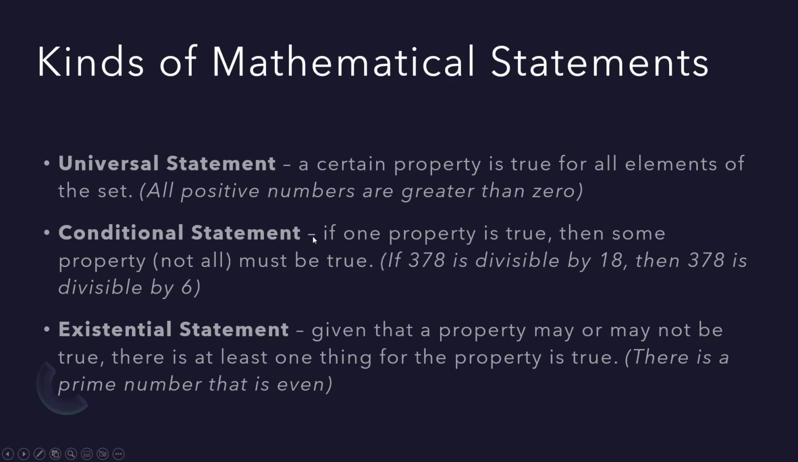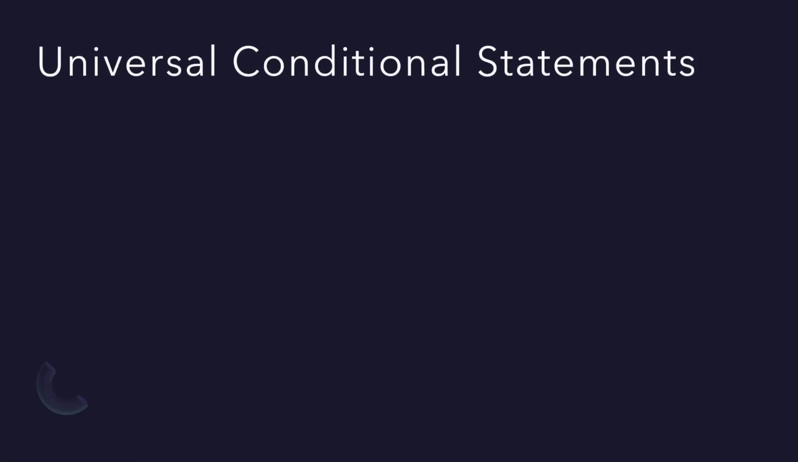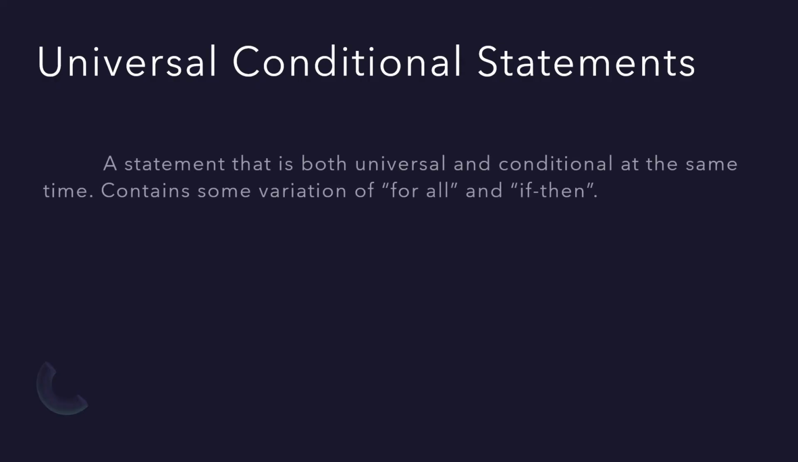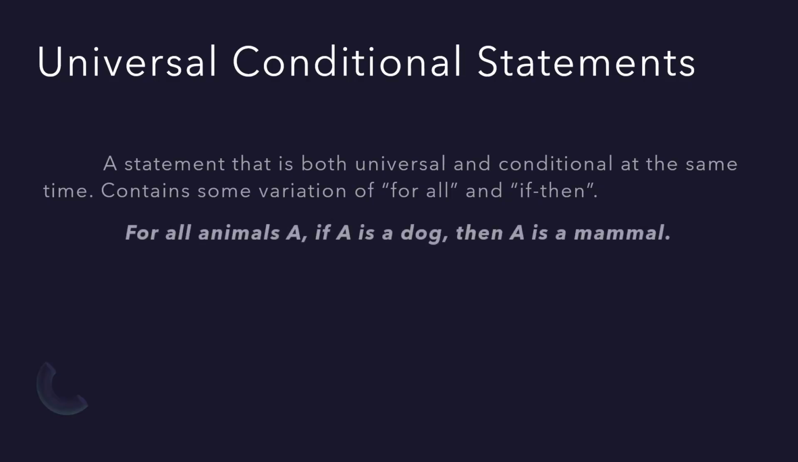Okay, let's discuss the universal conditional statement. Let's check the combination of the different statements that we earlier discussed: a statement that is both universal and conditional at the same time. It contains some variation of for all and if-then, which are our keywords for universal and conditional respectively. For example, for all animals A, if A is a dog, then A is a mammal.